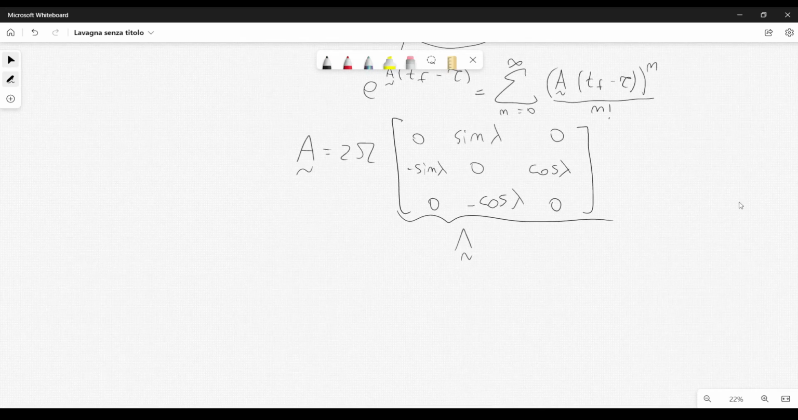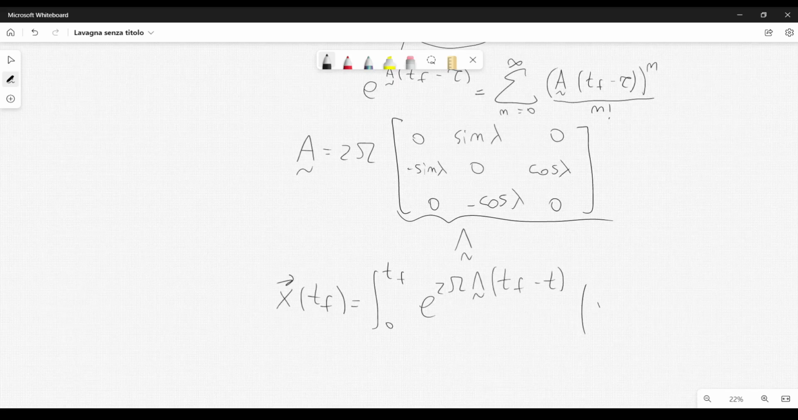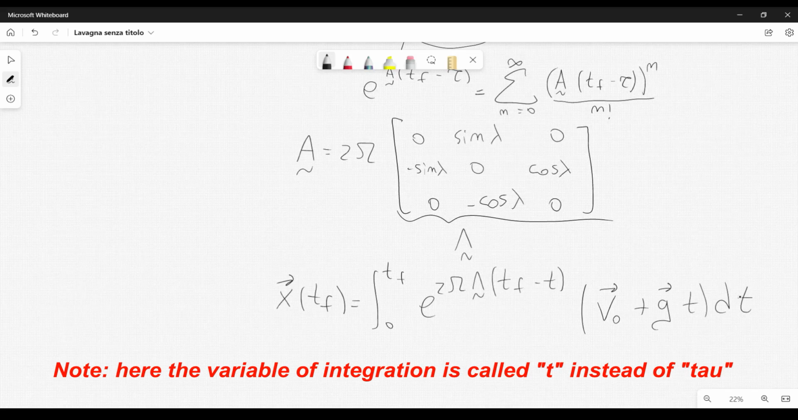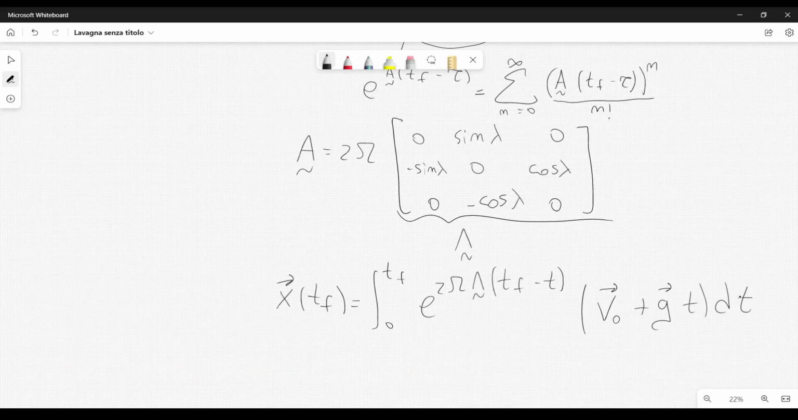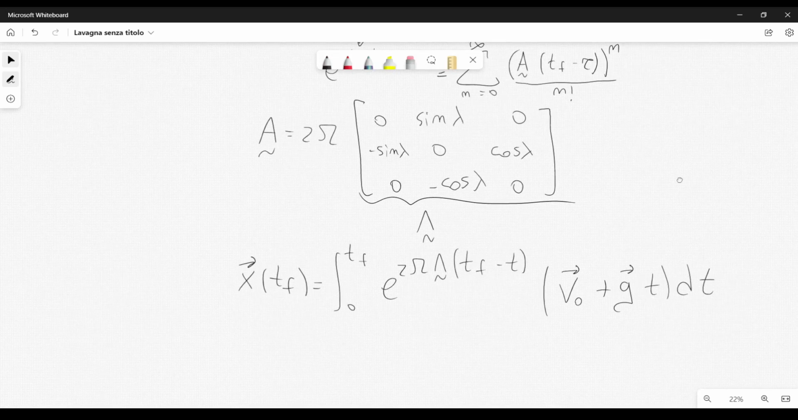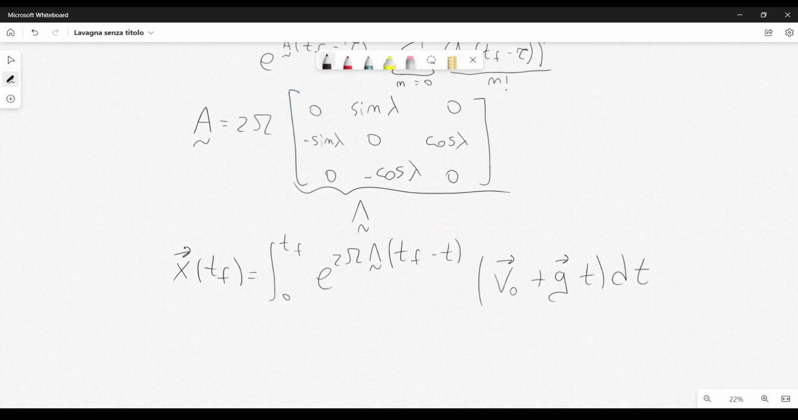So formally, the solution x of tf can be rewritten like this. The integral from 0 to tf of e to the 2 omega lambda tilde (tf minus t), and then here the vector b of t can be written as (v0 plus gt) dt. This is formally our solution. Now, this vector equation here can be written in terms of three components.